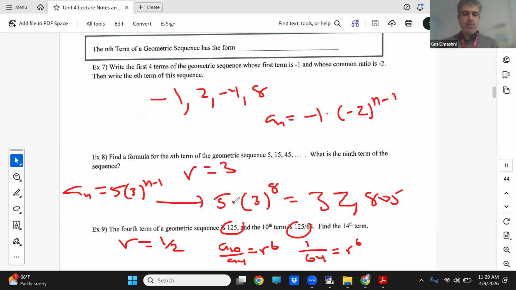So to find the 14th term, you're going to do the first term. So gosh, I go backwards. If that's 125, 250, 500, 1,000. So 1,000 is your first term. And that's times 1/2 raised to the 13th power.